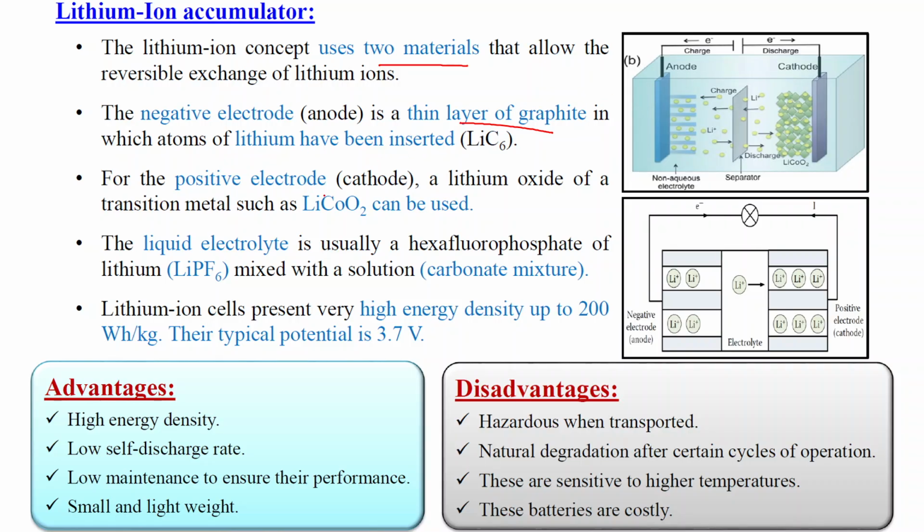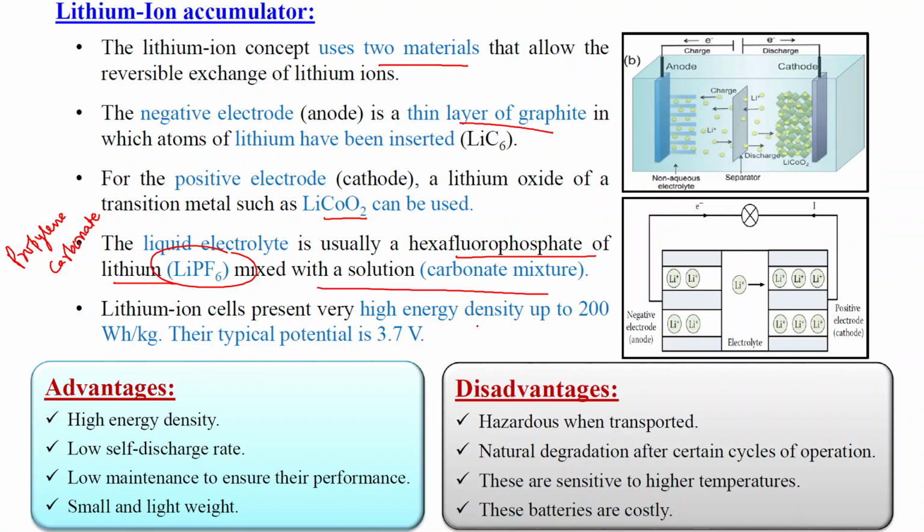Then the positive electrode is lithium cobalt oxide, a lithium oxide of a transition metal, and the liquid electrolyte is basically lithium hexafluorophosphate, which is a lithium salt mixed with a solution of carbonate mixture. Basically we take propylene carbonate. This is the solvent, and this lithium perchlorate is dissolved in it. So that is basically our electrolyte system.